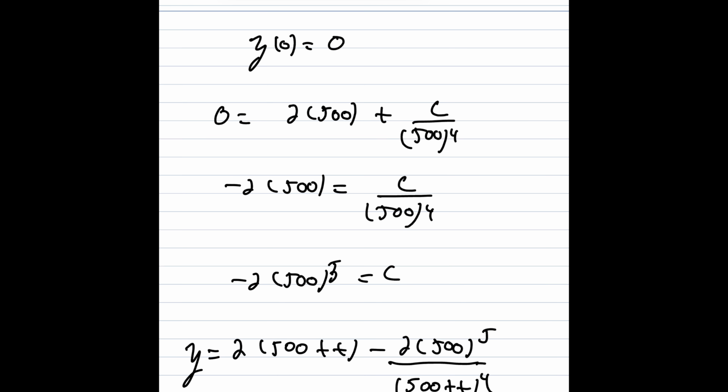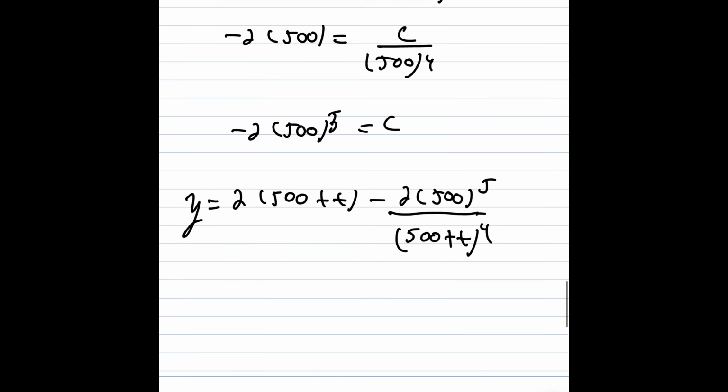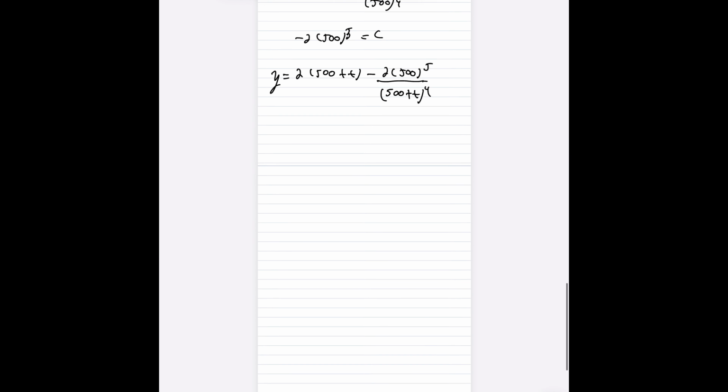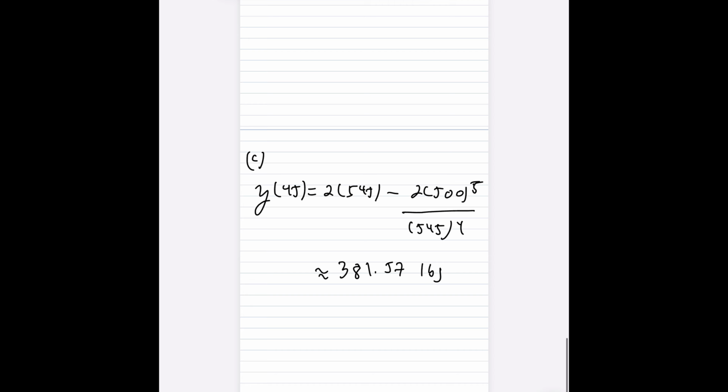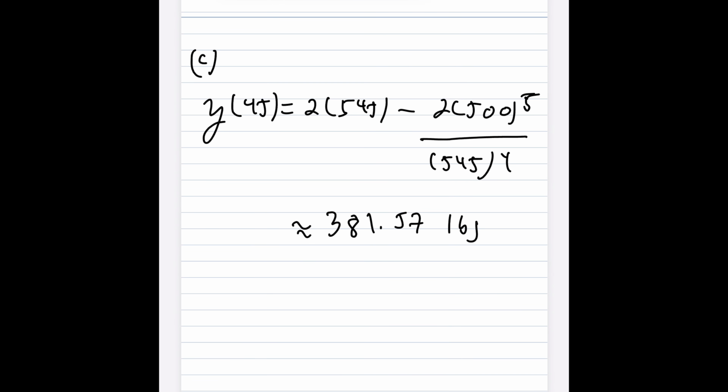Not nice, but typically these equations don't look too nice either. We had another question here, which was part C, asking for the amount of salt at time 45 minutes. For that, simply what you would do is put 45 in for your t in that equation. And this is the expression you get. That's the exact expression, and it's correct. However, if you want a decimal approximation, you can plug this into your calculator, and you get 381.57 pounds, approximately. That's what I got, so please take note of that.